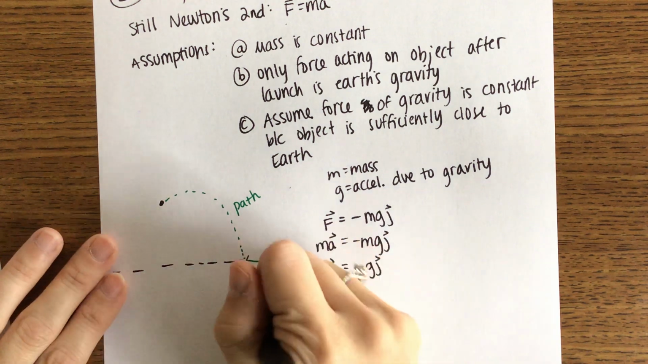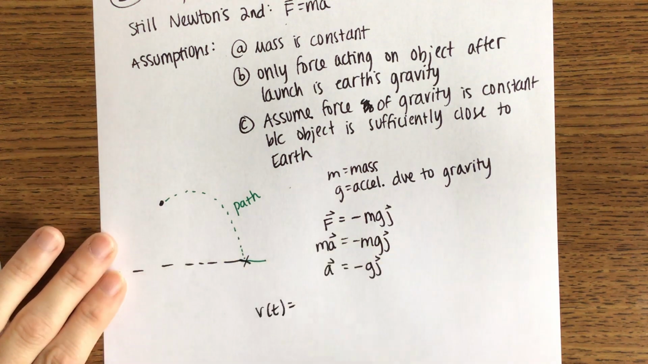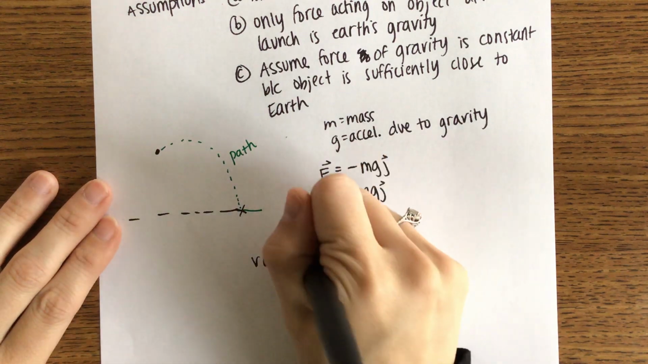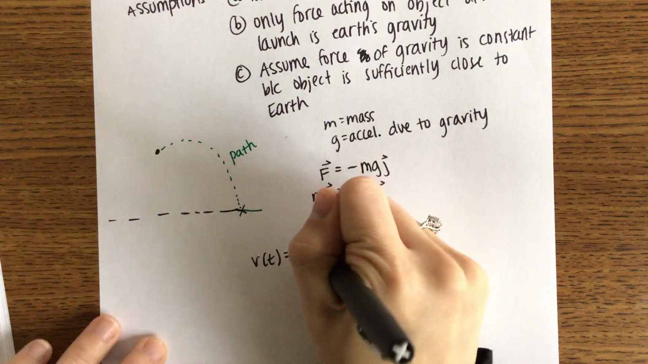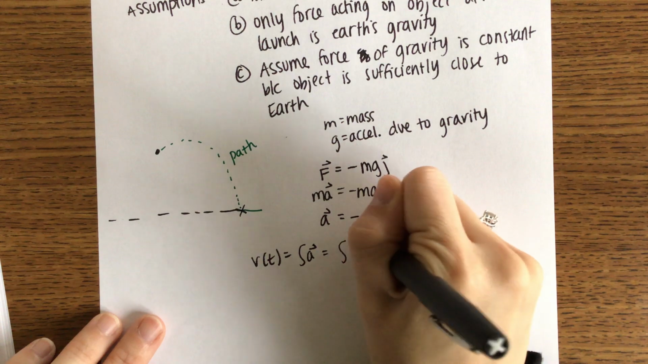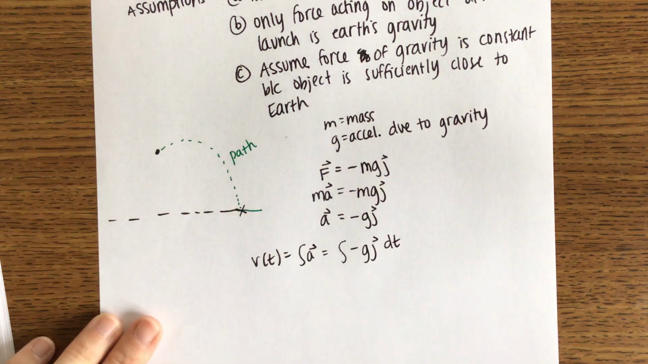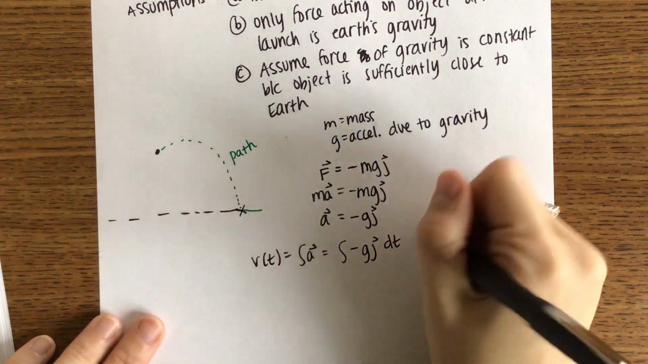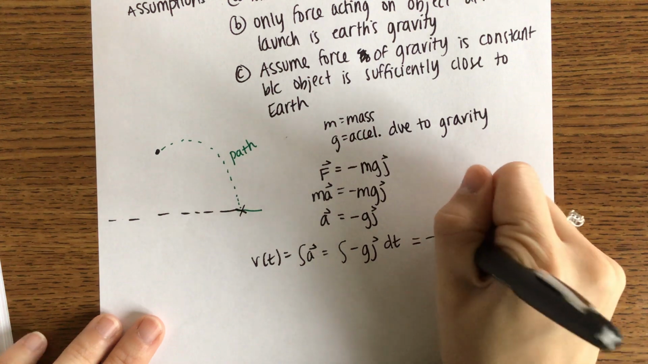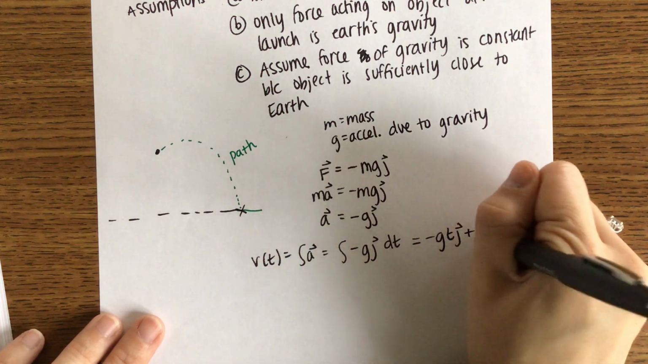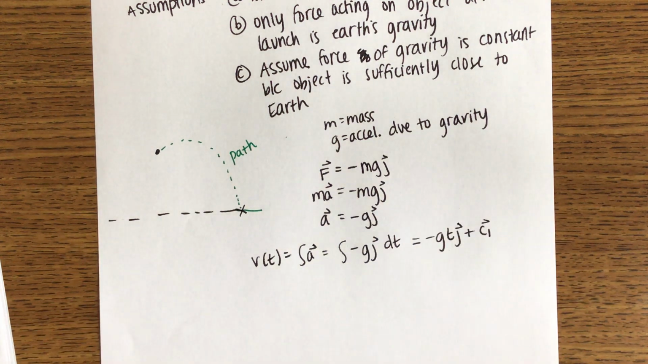Okay, we want the velocity. So we are going to have to integrate acceleration. So we are integrating that negative g j with respect to t. When we do that, we get negative g t j plus c1, remembering that c1 is a vector.